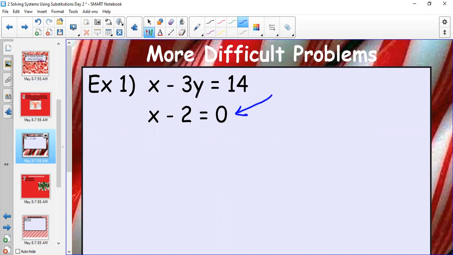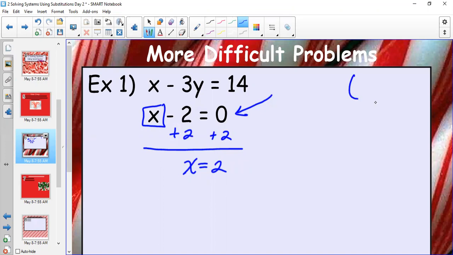So my goal is to get x all by itself. Well, that's easy enough. I just have to add 2. And this one's kind of strange. It's not like the other ones. When I add 2, I already have what x is. X equals 2. And so I already have half of my solution. I know what x is.